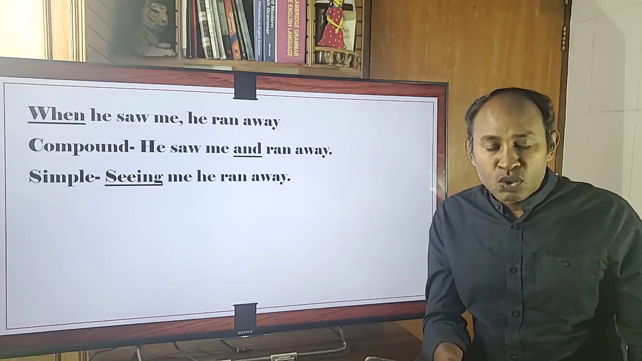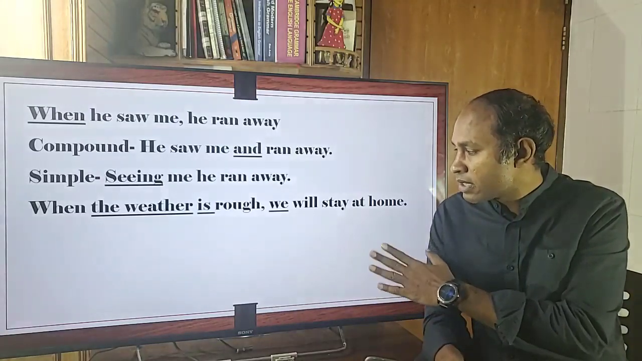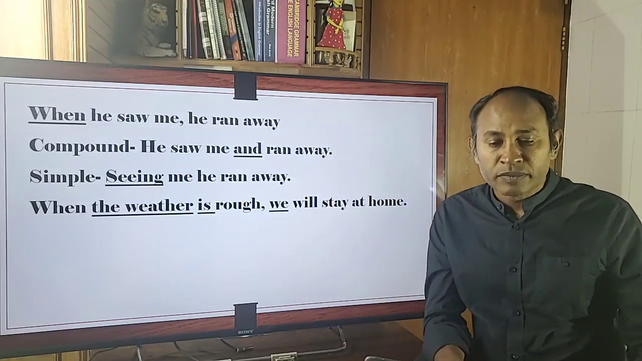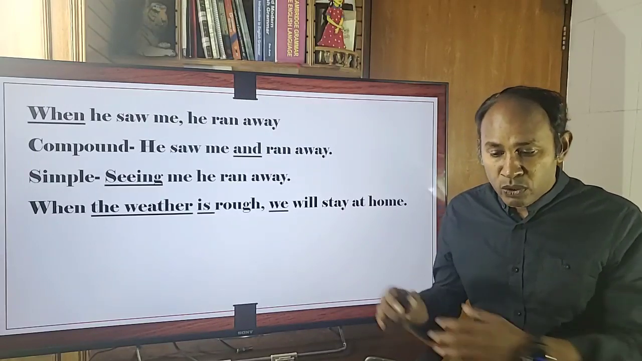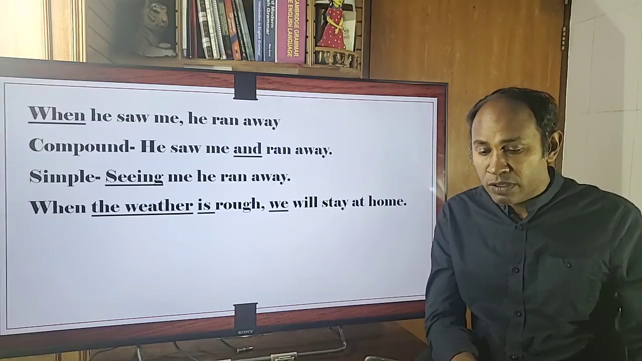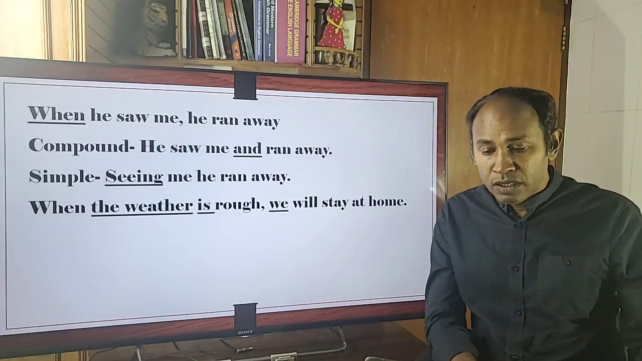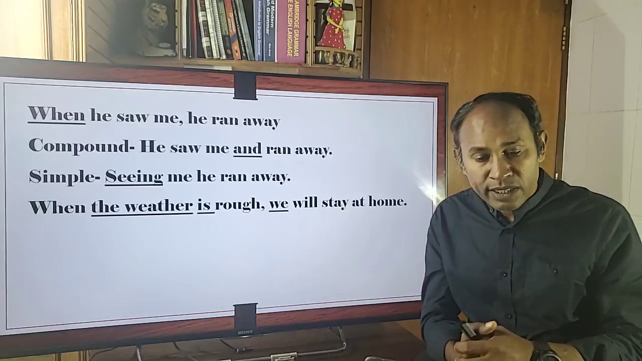That's the correct answer. So there is another question here. You see, when the weather is rough, we will stay at home. So there you see, the subjects are different. The weather and we, the subject is different. So all right, your answers are correct. Thank you very much. So look at this sentence. When the weather is rough, we will stay at home.